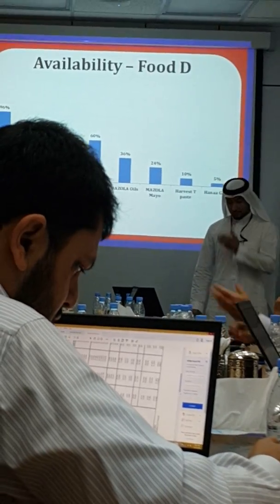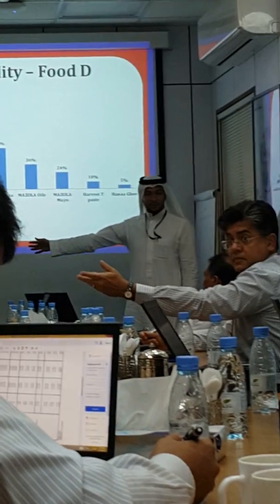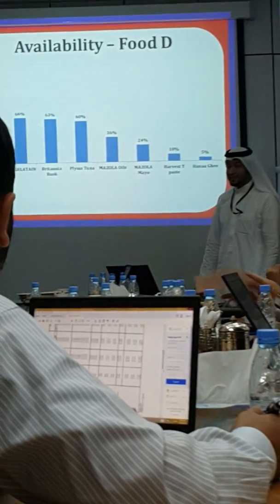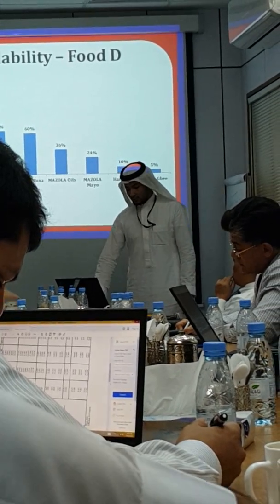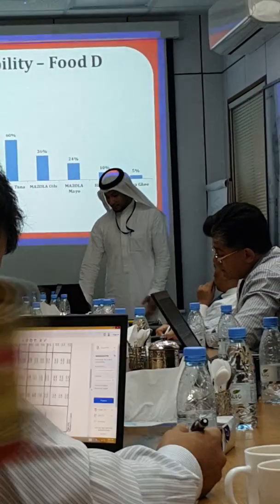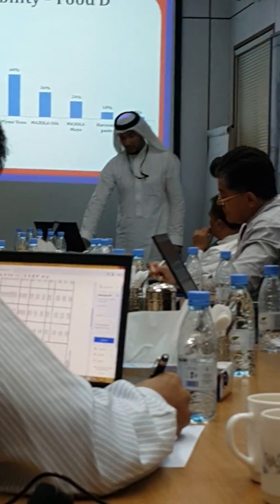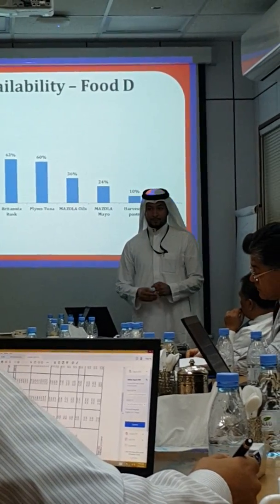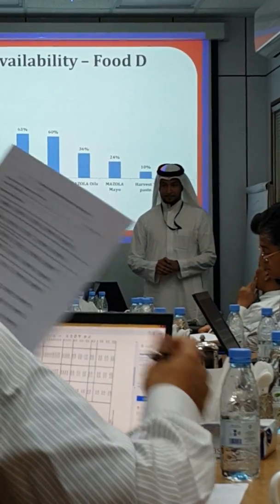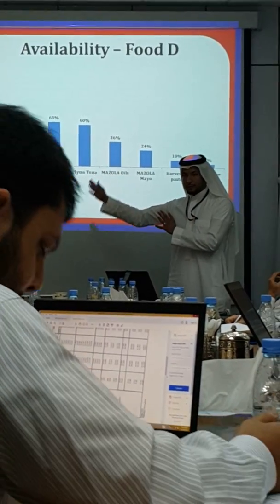Availability for food D. So you can see the product is well demanded in the market. Britannia is almost 96% available in the outlet. Nakhlatain 60%, Britannia roughly 60%, and the rest are there. But can it look high also because of the number of SKUs they have? Yes, even if only one SKU was present, I only consider the category. So the category of biscuits is available.